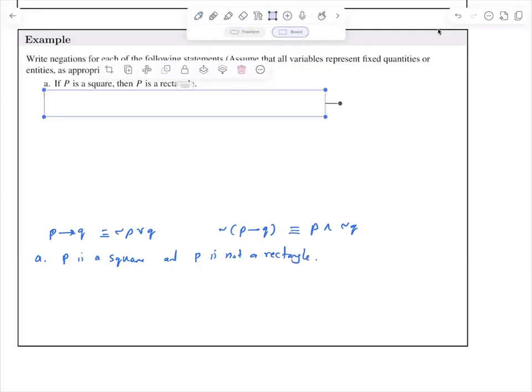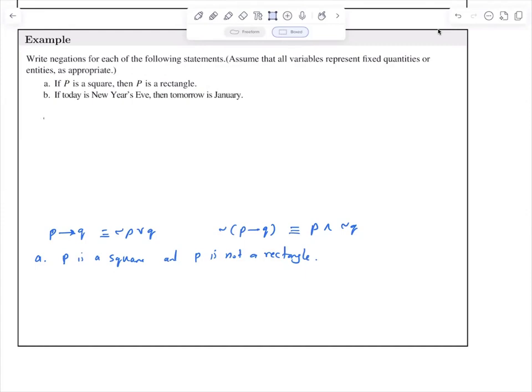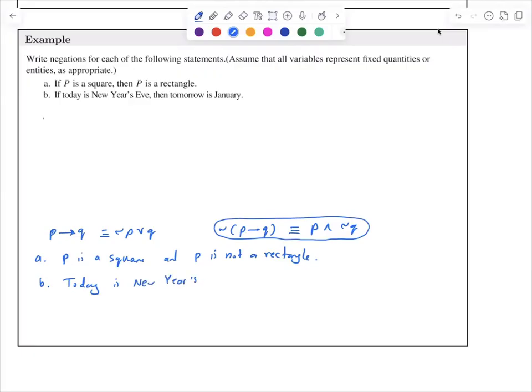Let's take a look at another statement. If today is New Year's Eve, then tomorrow is January. So number B, the hypothesis, today is New Year's Eve. We're going to copy this down. Again, we're following P and not Q as the negation of the implication. Today is New Year's Eve and tomorrow is not January.